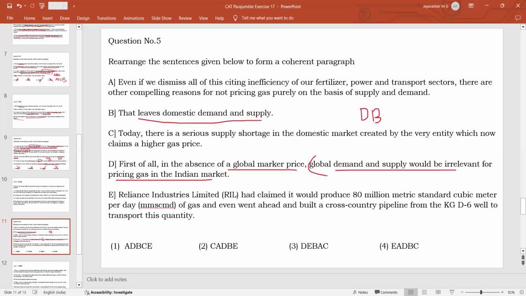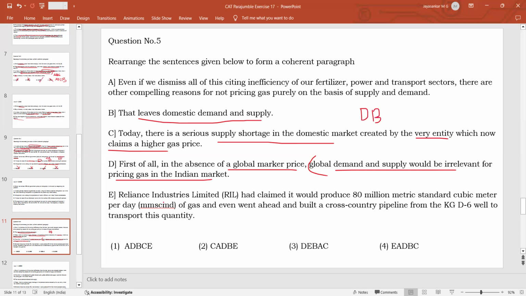Right? Then, today, there is a serious supply shortage in the domestic market created by the very entity which now claims a higher price. So we can say that there is a serious supply shortage in the domestic market. Who has created it? The very entity which now claims a higher gas price. So who is that entity? Not stated. So we can say that this supply shortage in the domestic market is because of a particular company which now claims a higher gas price.